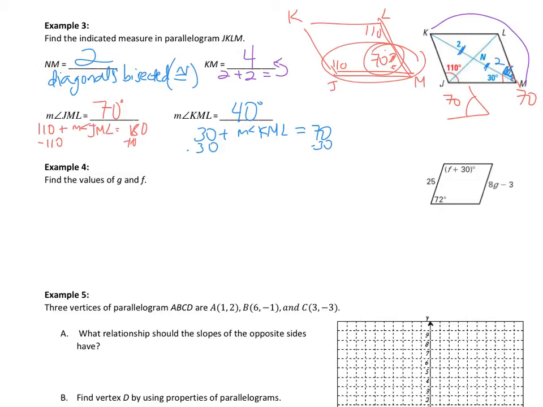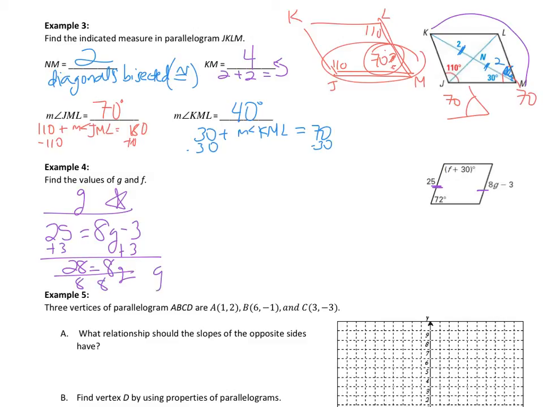For example 4, I want you to do these on your own. Find the value of G and tell me how you are going to set up the equation for letter G. Because our two sides are opposite from each other, we know that the opposite sides will be congruent, so we can say that 25 equals 8G minus 3. When you solve that, we add 3 to both sides, so we get 28 equals 8G. When we divide both sides by 8, we end up getting that G is 3.5.